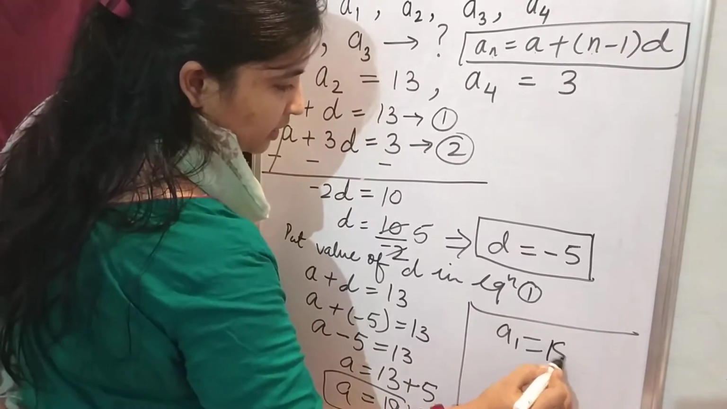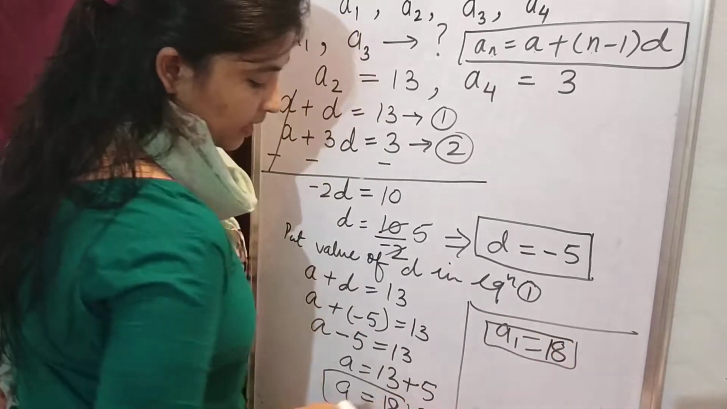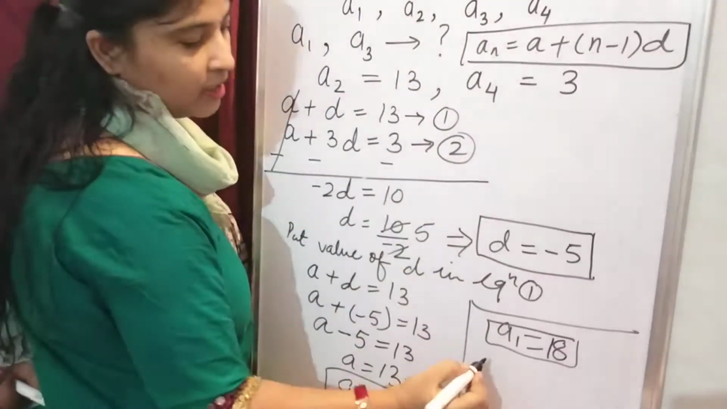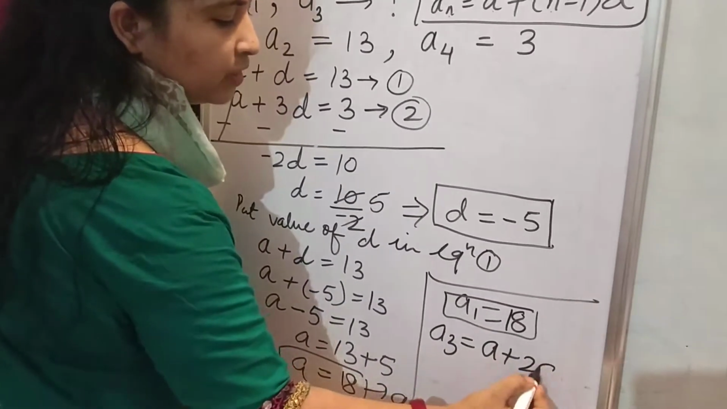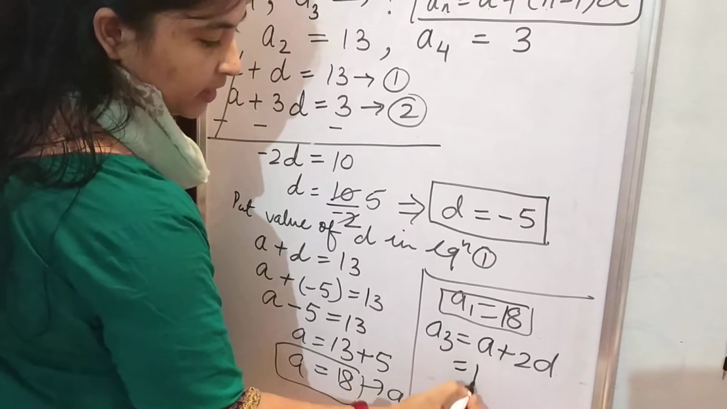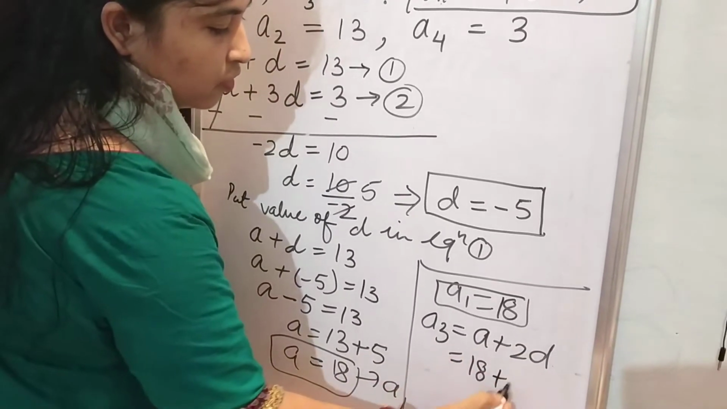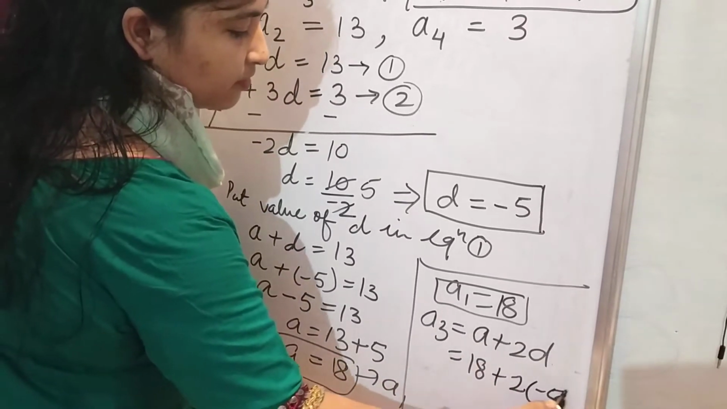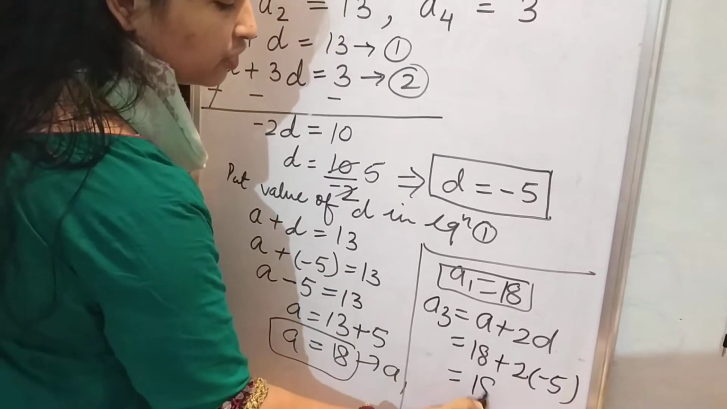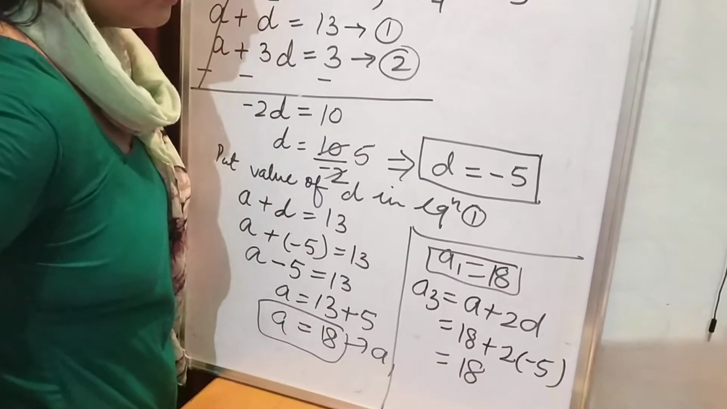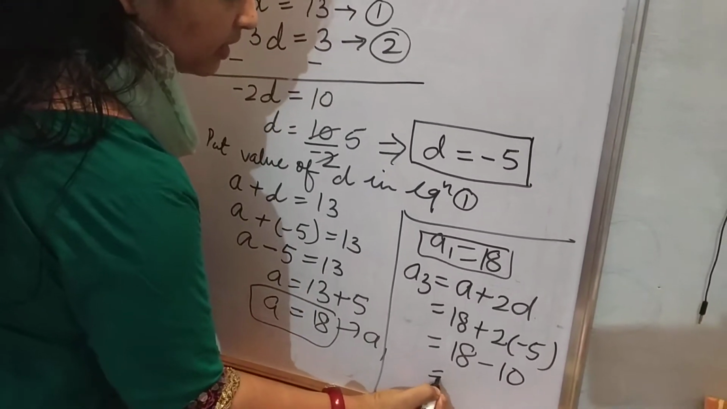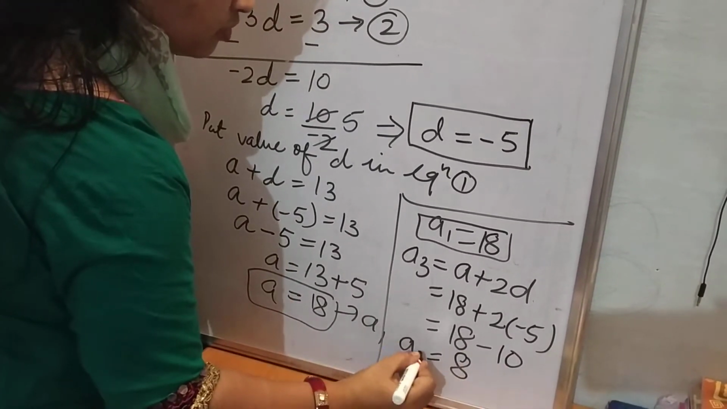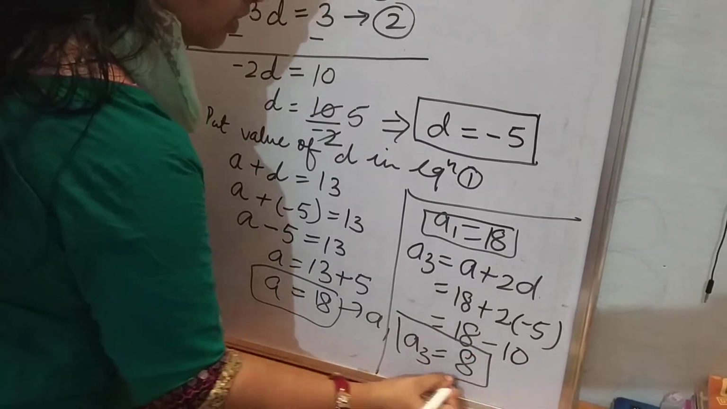Now I think you know A and you know D. Can you find A3? What is the formula of A3? A plus 2D. The value of A you know, that is 18. The value of D also you know, and that is minus 5. Just solve it. Simple calculation. 2 fives are 10, plus minus minus 10. 18 minus 10, and that is 8. So I think you have found the value of A3 also.